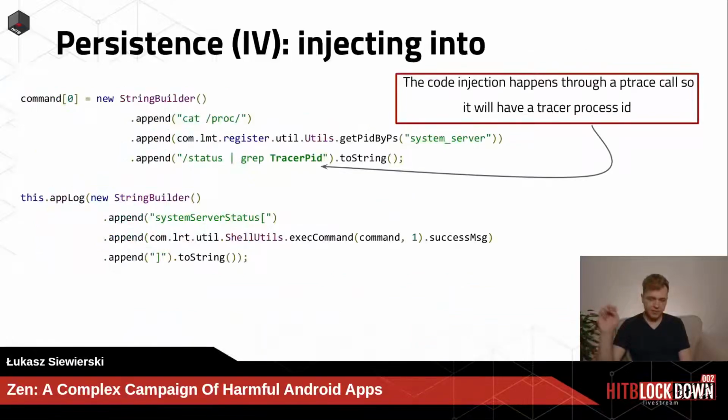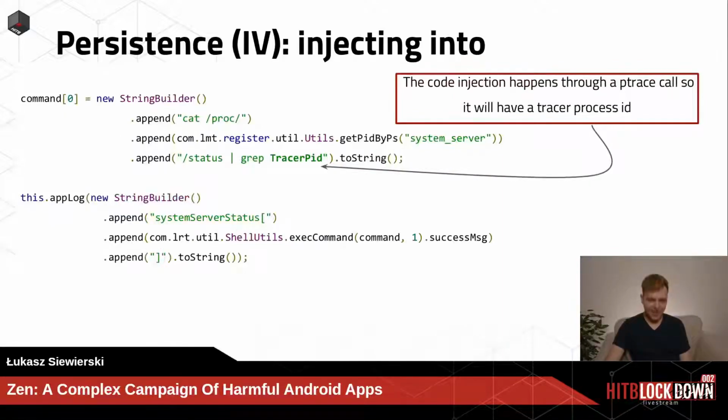And finally, the fourth method is by injecting into the system server process. The system server process is something that just runs in the background constantly in Android. And because it runs in the background constantly, it will persist until the reboot. So if you inject code into there, your code will run until the reboot. So the malware injects the code using basically the same framework that I described.